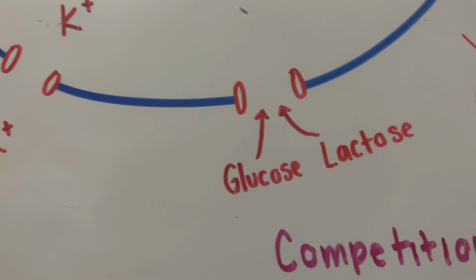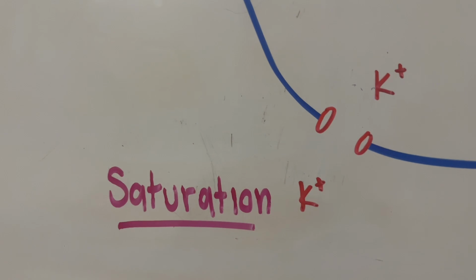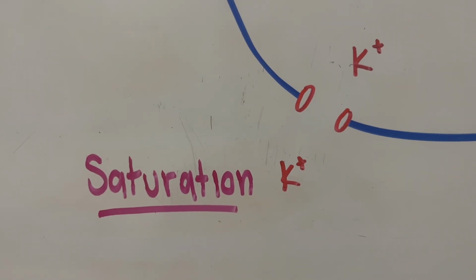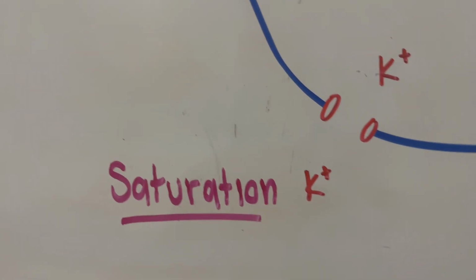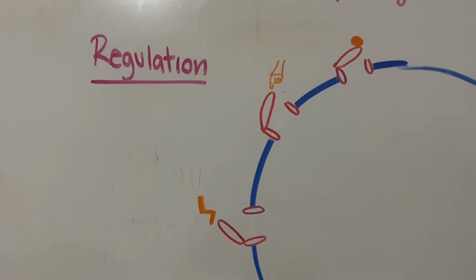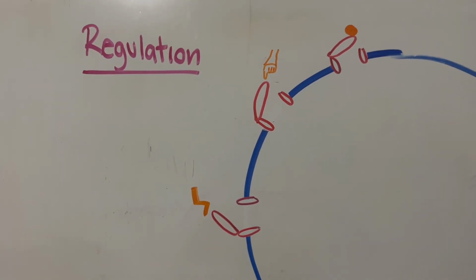The next thing is saturation. Channel-mediated diffusion can exhibit saturation if all available channels are open and the rate of a substance's availability exceeds the transport capacity. The last thing is regulation.